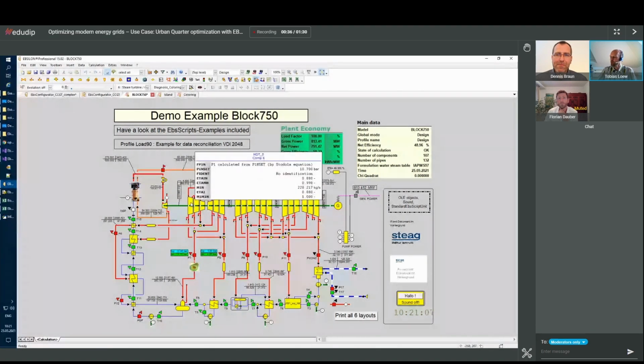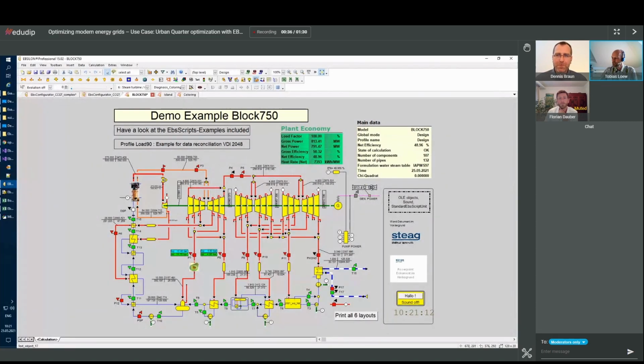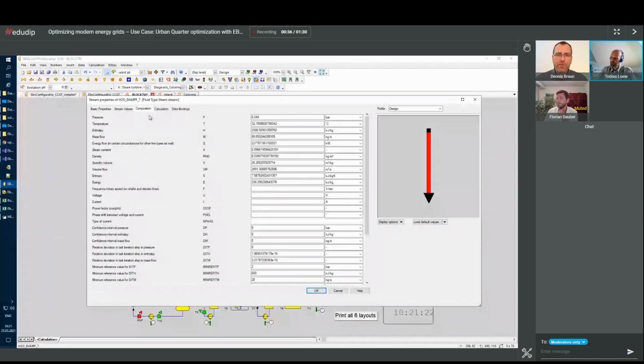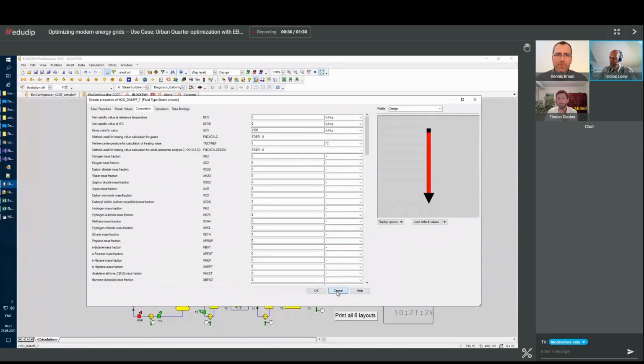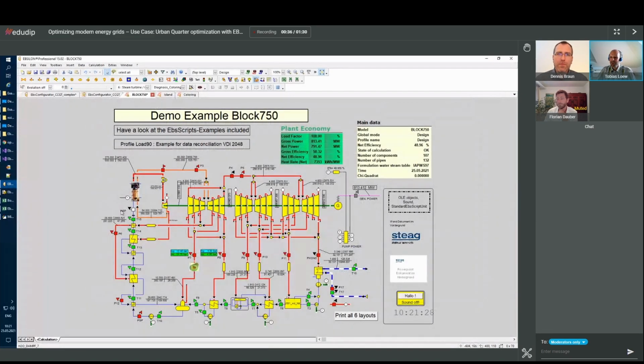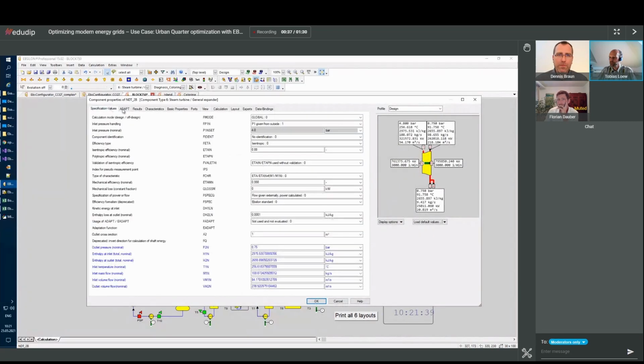And if you want to have more detailed information, you can either plug in value fields here, which you can specify on your own, and you can also get into the streams and look at the detailed result values and also the composition, which is not so interesting for water, but gets more interesting when you have air or flue gas lines. And of course, you can also look into the components and see specification and result values for each component.